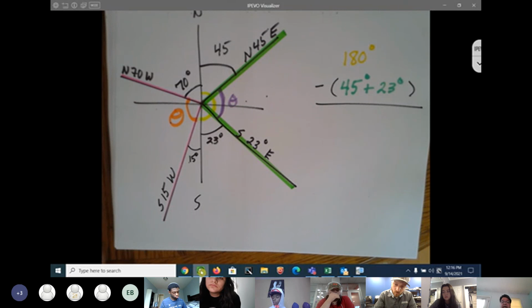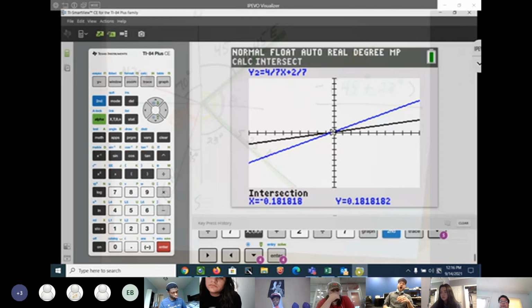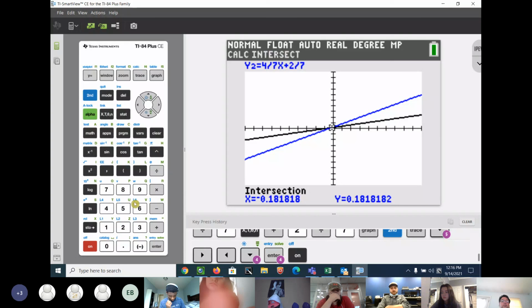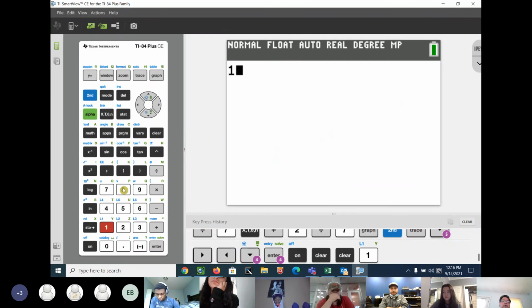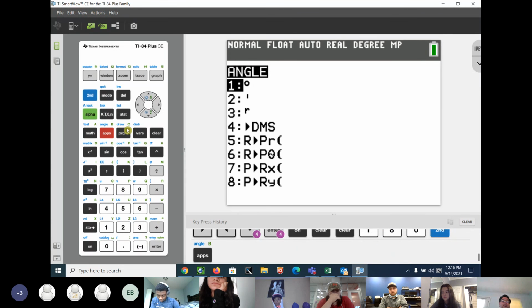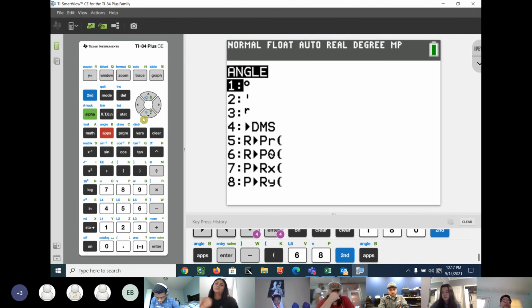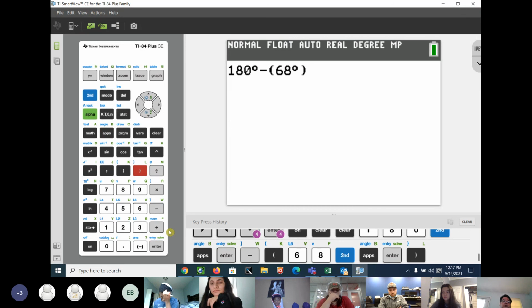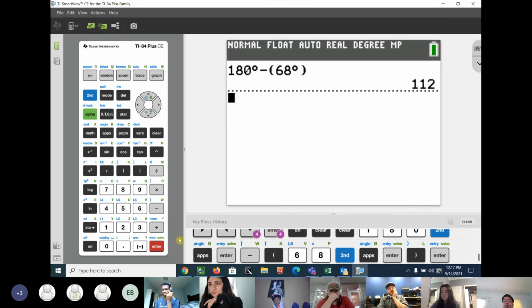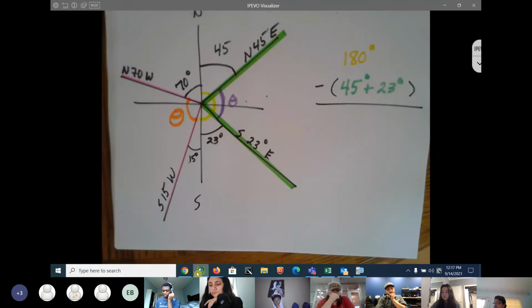So, take my handy dandy calculator, and I'm just going to do this for time purposes. 180 degrees minus parentheses, 45 plus 23, well, I'm just going to say 68 degrees, is equal to 112 degrees. So the purple angle is 112 degrees.